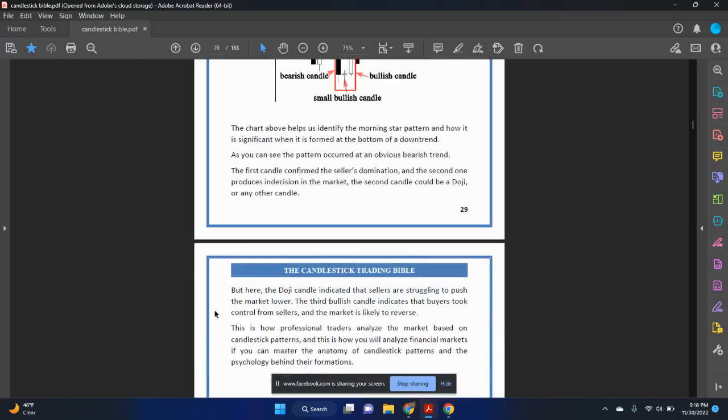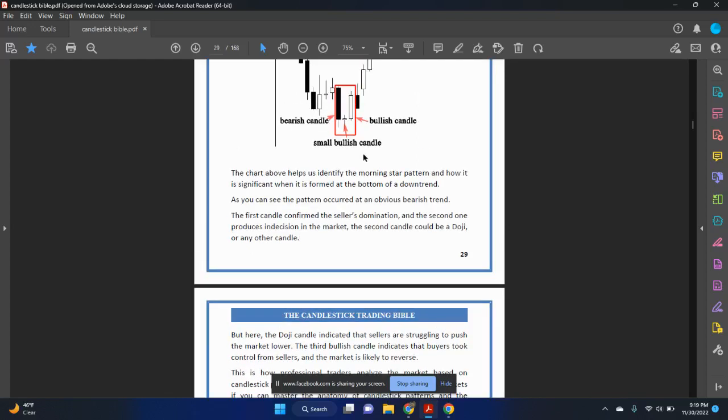And then it says, but here, which is this bullish one, the doji candle indicates that the sellers are struggling to push the market lower. The third bullish candle indicates that buyers took control from sellers and the market is likely to reverse.